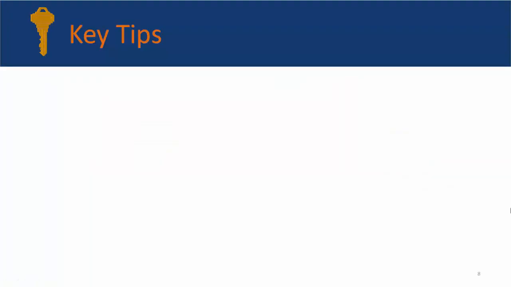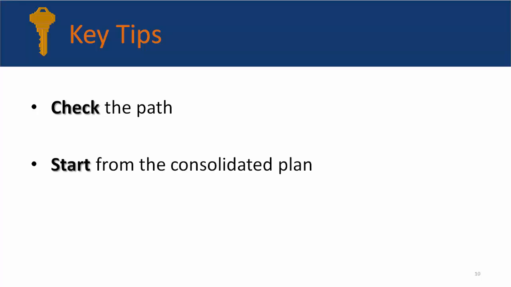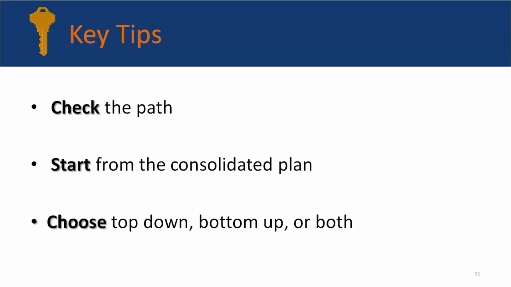Let's review a few key tips for running the branch or SBU version of Compass. Always check the path at the bottom left corner of the screen to see if you're at the consolidated level or the individual unit level before you make any changes or load reports. Unless you plan to work at just a single unit, always start at the consolidated level, and normally you can identify that level by the letters SBU somewhere in the plan file name. Decide on top-down, bottom-up, or a combination of each method to really streamline your reporting and forecasting process.